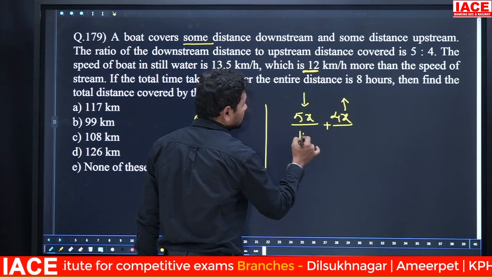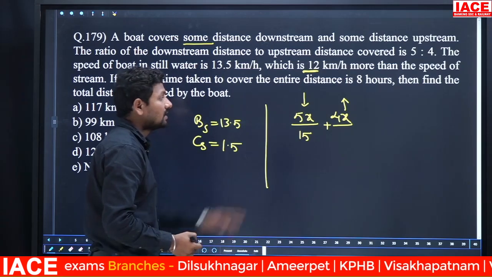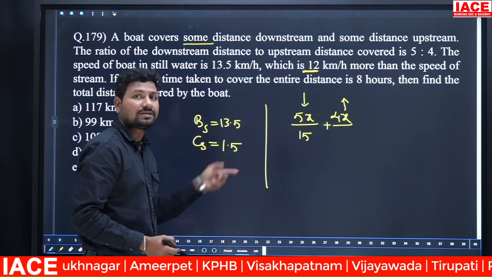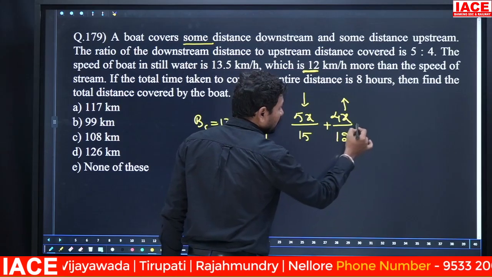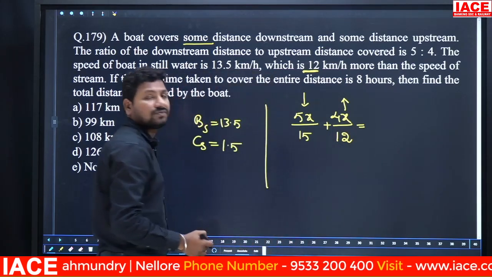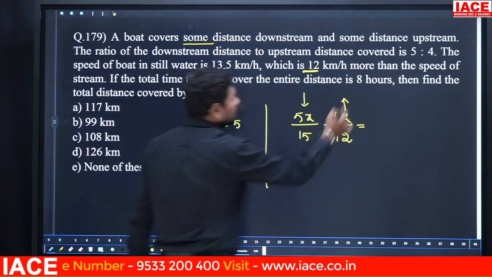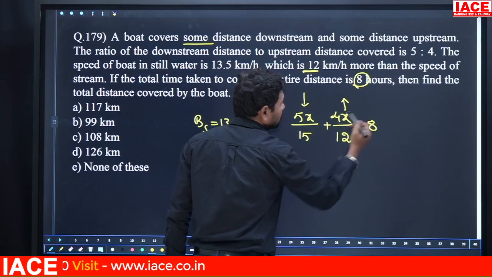15 kmph. It is becoming how many kmph? 15 kmph. And upstream side means boat speed minus current speed: 13.5 minus 1.5, it is a 12. Then 5x by 15 plus 4x by 12, which is equal to the total journey. How many hours? 8 hours.